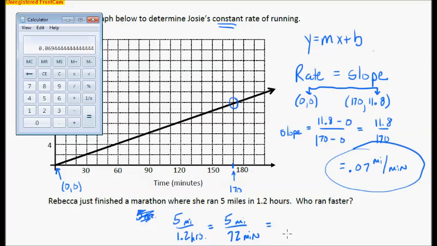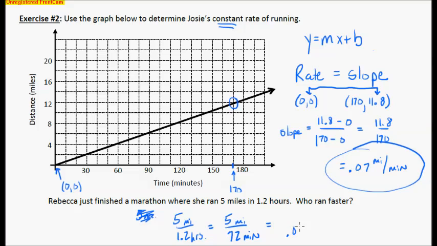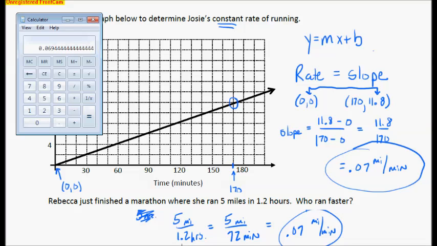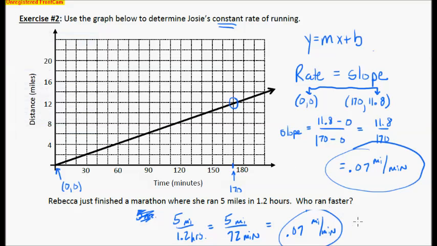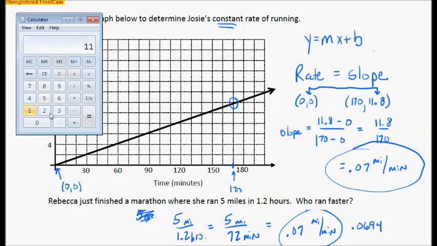Look at that, I get 0.07 again. And so if I round to the hundredth, they actually ran at the same rate. If I were to redivide that, what did I get before? I got 0.0694. Let me write that one down. 0.0694. And what did I get for this other one? I got 11.8 divided by 170. That was 0.0694. Look at how close that is.